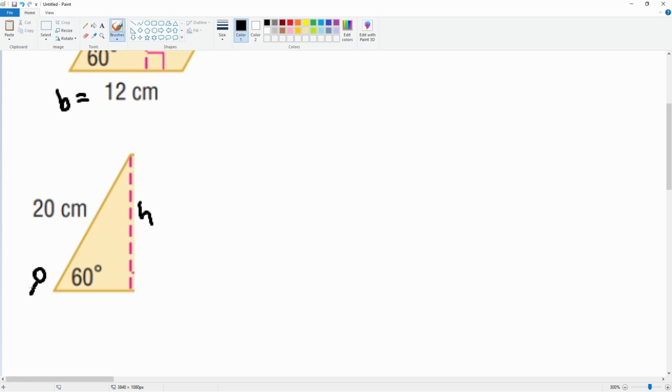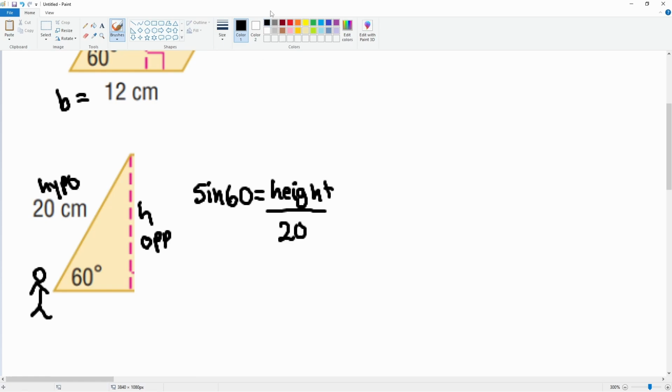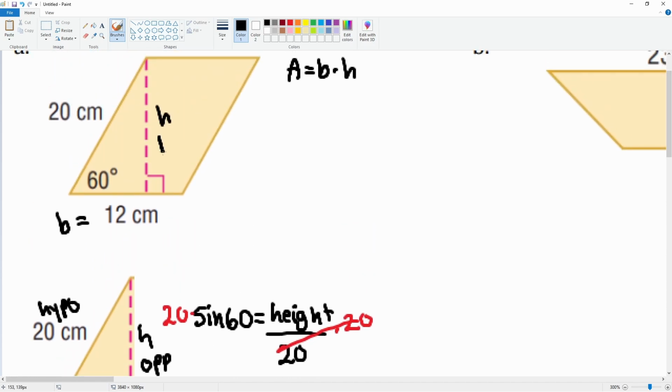We draw our reference angle here, and this is our opposite, and this is our hypotenuse. So that is going to be sine. Sine of 60 degrees is equal to our height, which is our opposite, over our hypotenuse, which is 20. To solve for the height, we multiply by 20 on both sides. This cancels, and now our height is equal to 20 times sine 60. 20 sine 60 is 17.3.